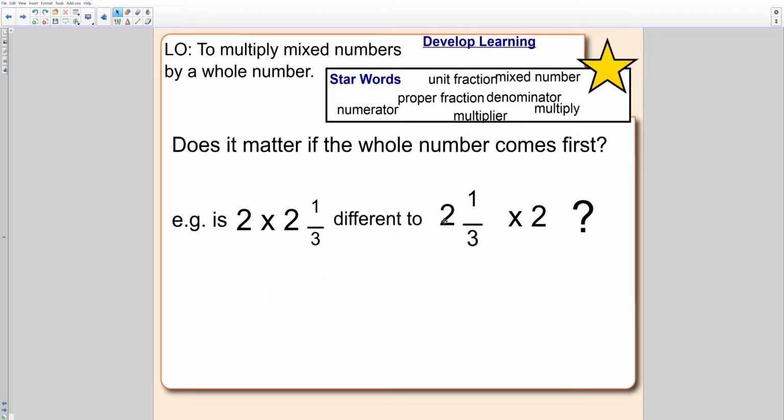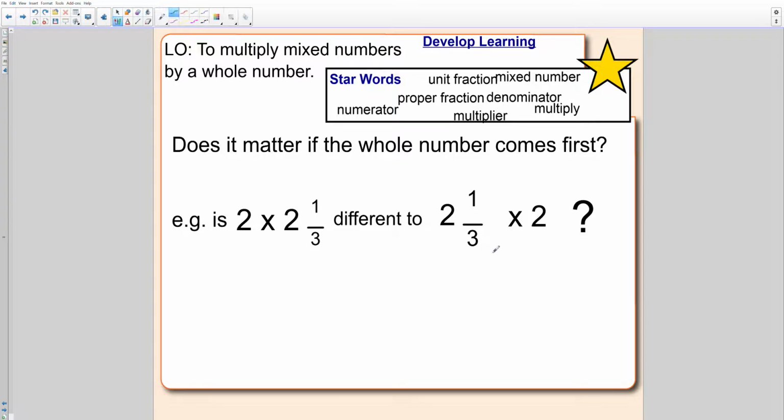Doesn't matter which way around they are. If we got 2 times 2 and 1/3, is it different to 2 1/3 times 2? What do you think? Of course, the answer is no. When it comes to adding or multiplying, you can always move the numbers round. When it comes to dividing and subtraction, you can't. So a good way to remember that is if the number would usually get bigger, you can swap them around. This is called commutativity, which is not a term you need to know, but it's nice to know.